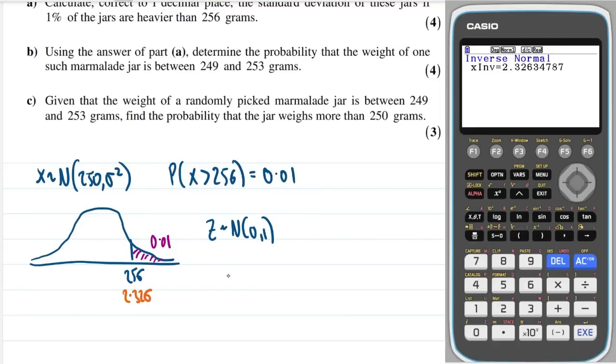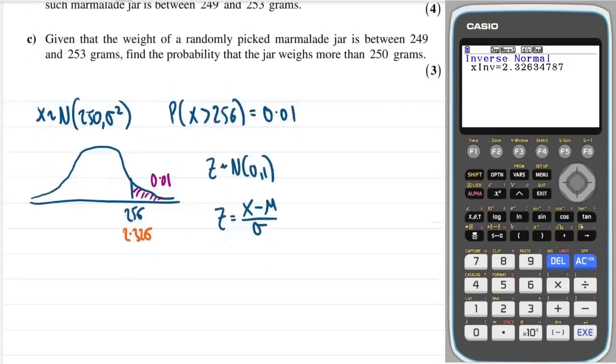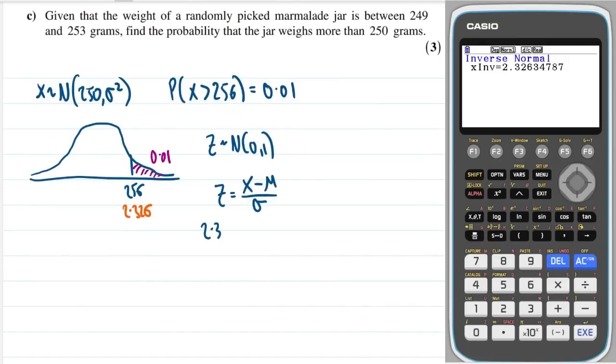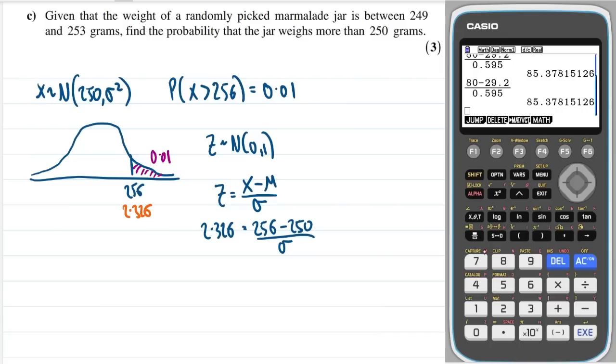And then we can do our Z swap. So Z is equal to X minus mu over sigma. So we have 2.326 is the Z value. The X value is 256, mu is 250, and that's over sigma, which we don't know. So we can solve for sigma by doing 256 minus 250 over 2.326. And that gives me sigma is equal to 2.580.